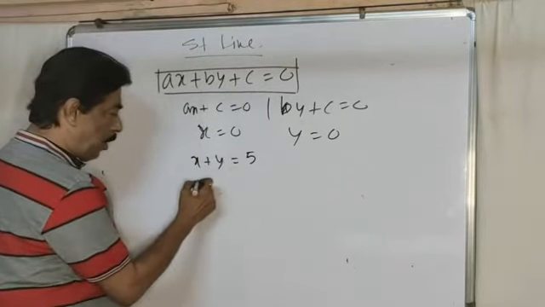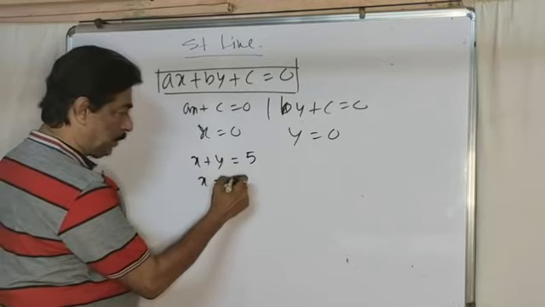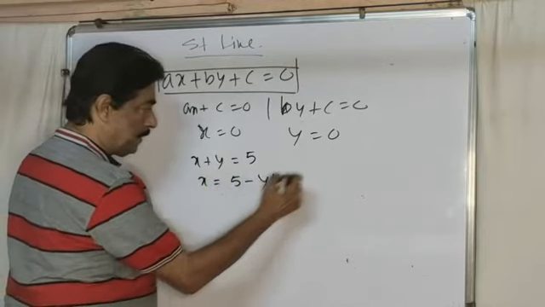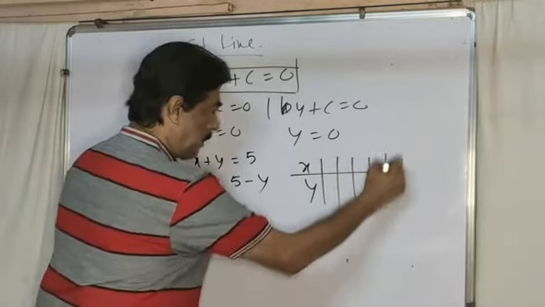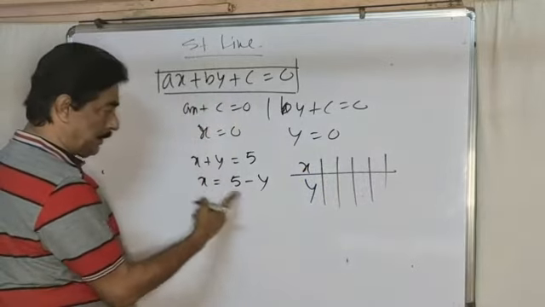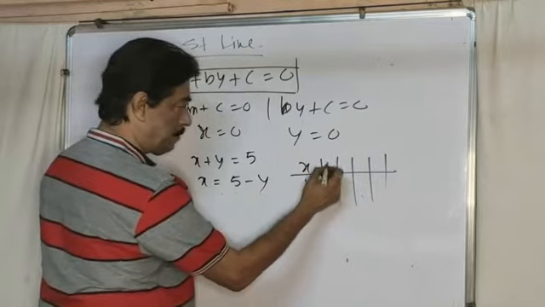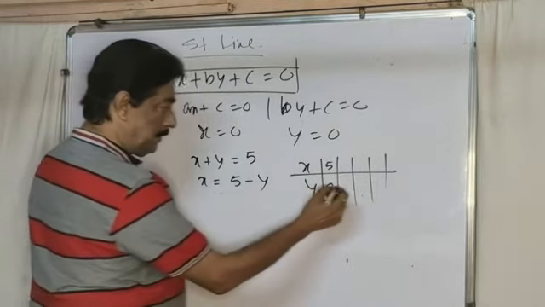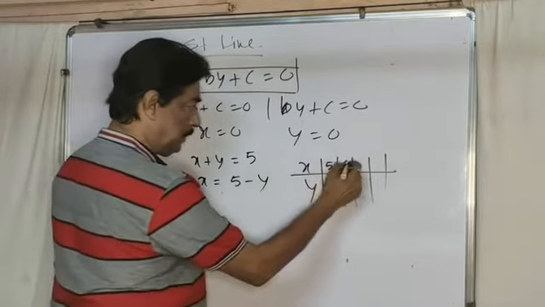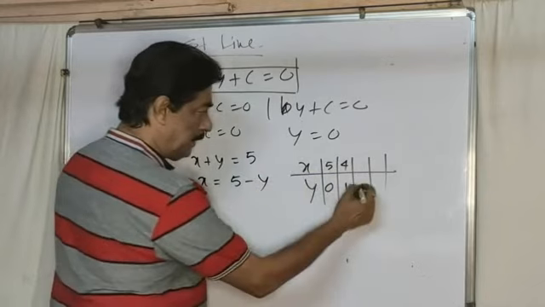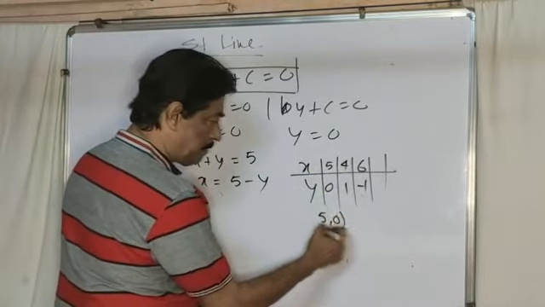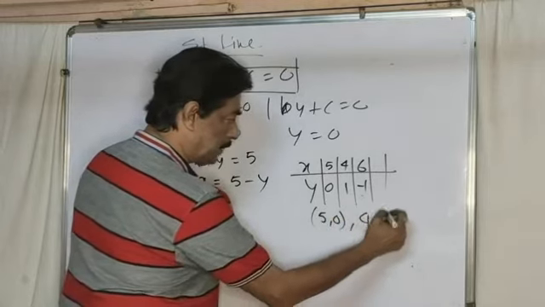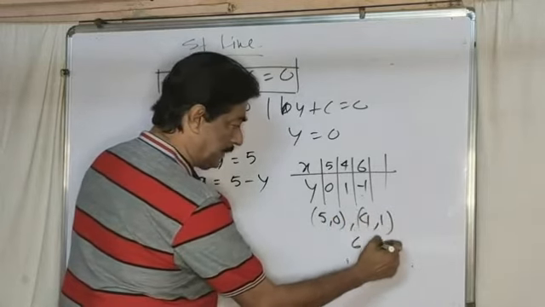Now we know from class 9 or 10, x plus y equal to, say, 5. I can plot it on graph paper: x equal to 5 minus y. If I write x and y, if I put y equal to 0, x equal to 5. Y equal to 1, x equal to 4. Y equal to minus 1, x equal to 6. So (5, 0) is one point, (4, 1) is another point, and (6, minus 1) is another point.